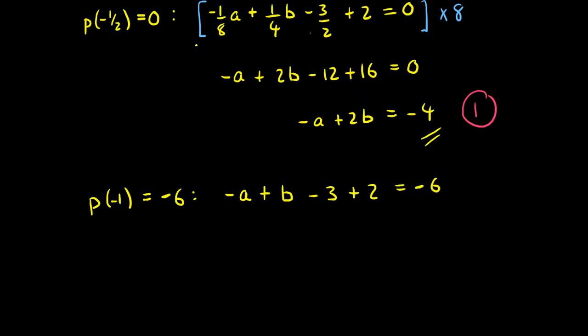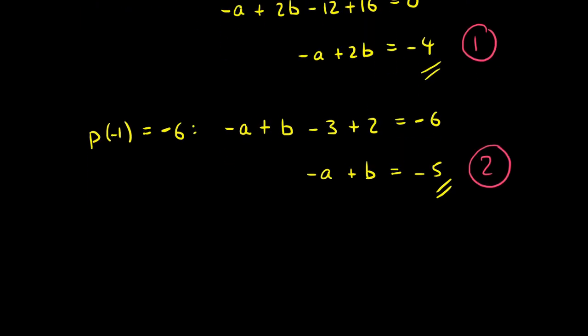So if I simplify that, I get negative a plus b is equal to, well, minus 3 plus 2 is minus 1. I add 1 to both sides, I get negative 5. And so that's going to be my equation 2, right? So I've got two equations in terms of a and b. What's the best way to deal with those? Well, I think elimination, isn't it? I'm going to do equation 1 minus equation 2.